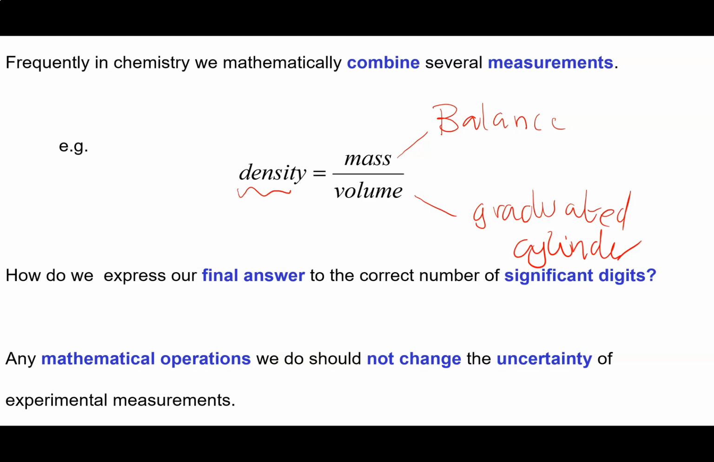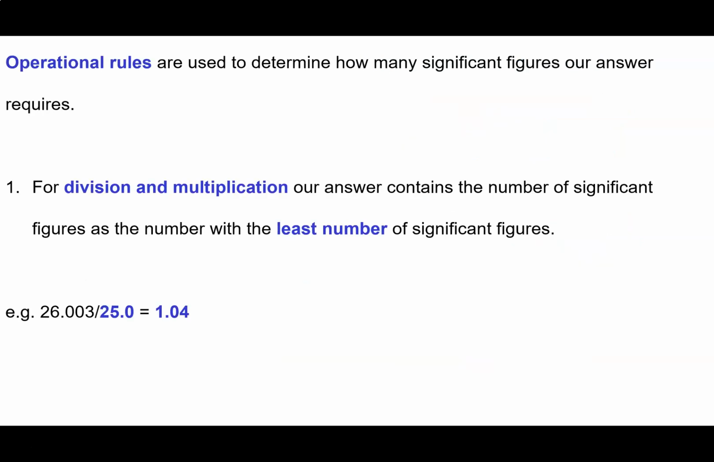And the important thing is that the answer we get here should only be as good as our worst measurement. So say our balance was our worst measurement, then our answer should reflect that. It's important that any math we do doesn't change the uncertainty of the experimental measurements, doesn't make our measurements look better or worse than what they really are. So how we figure out the number of significant figures in the answer of math problems like that is to use what are referred to as operational rules.